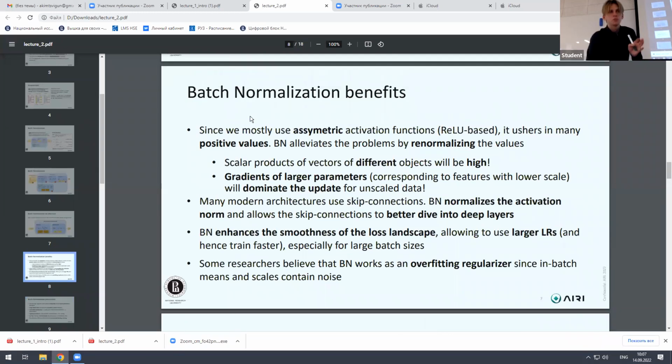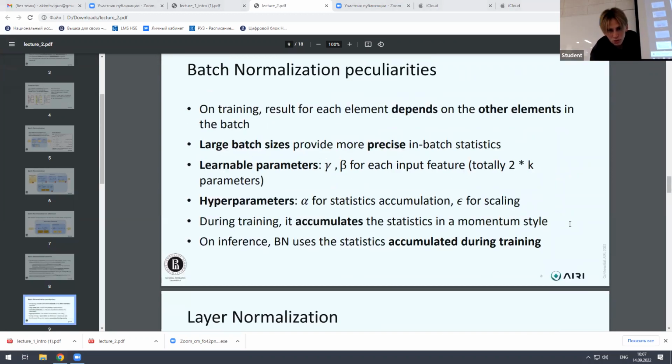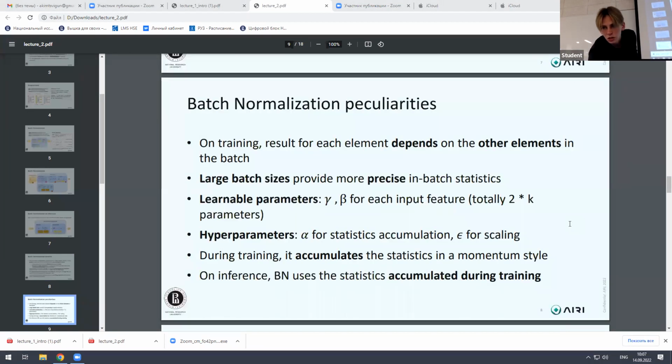First of all, if there are any questions regarding the procedure of batch norm or the peculiarities, let's discuss them. Okay, no questions.